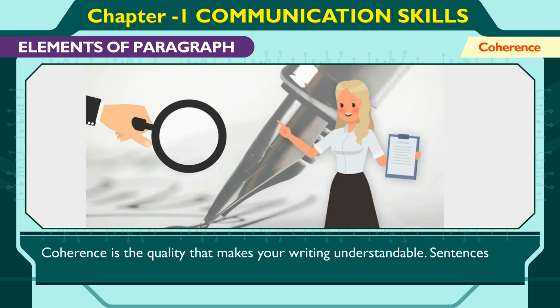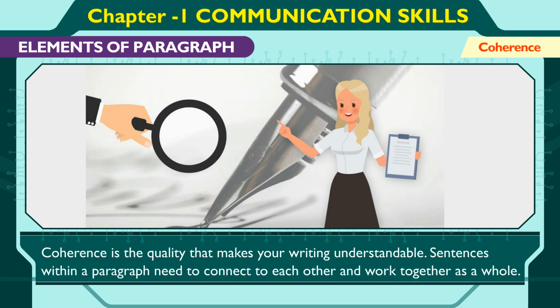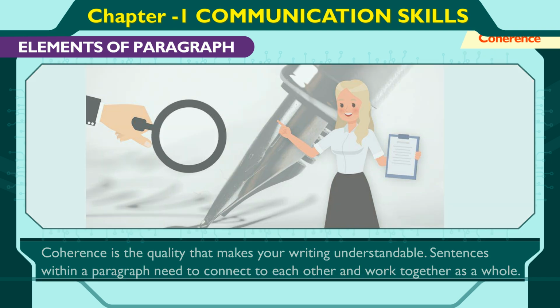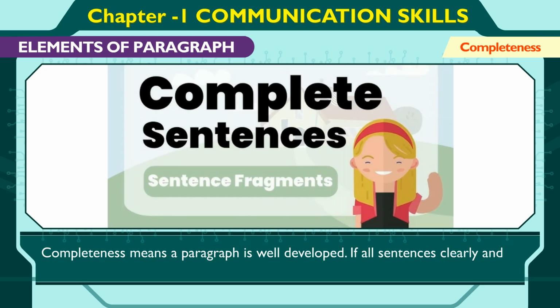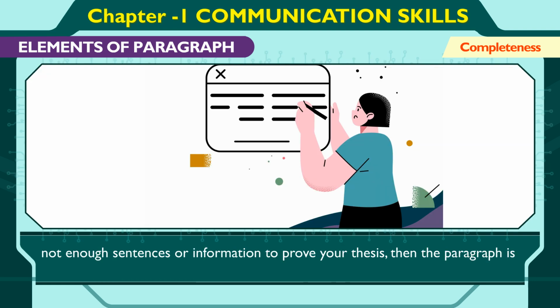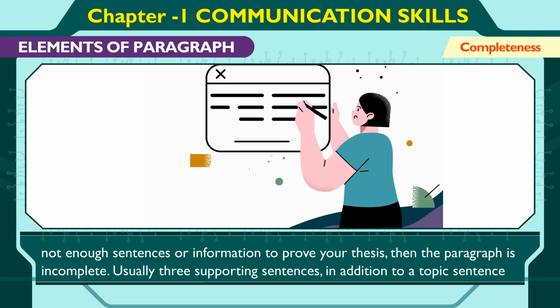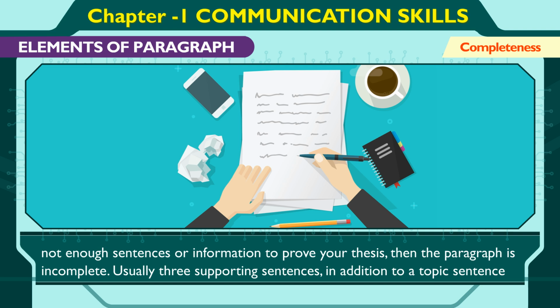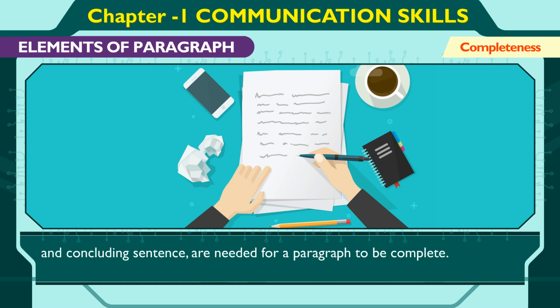Coherence. Coherence is the quality that makes your writing understandable. Sentences within a paragraph need to connect to each other and work together as a whole. Completeness. Completeness means a paragraph is well developed. If all sentences clearly and sufficiently support the main idea, then your paragraph is complete. If there are not enough sentences or information to prove your thesis, then the paragraph is incomplete. Usually 3 supporting sentences in addition to a topic sentence and concluding sentence are needed for a paragraph to be complete.